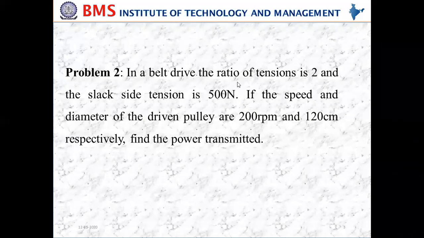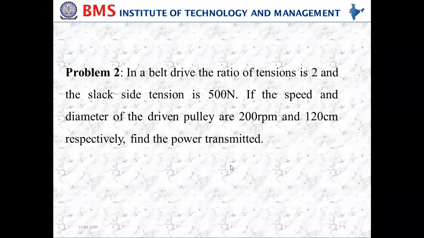In a belt drive, the ratio of tensions is 2, meaning T1 by T2, the tension on the tight side divided by the tension on the slack side, is equal to 2. The slack side tension is denoted T2, and T2 is given as 500 newtons. T1 by T2 is equal to e power mu theta. If the speed and the diameter of the driven pulley are 200 rpm and 120 centimeter respectively, find the power transmitted.